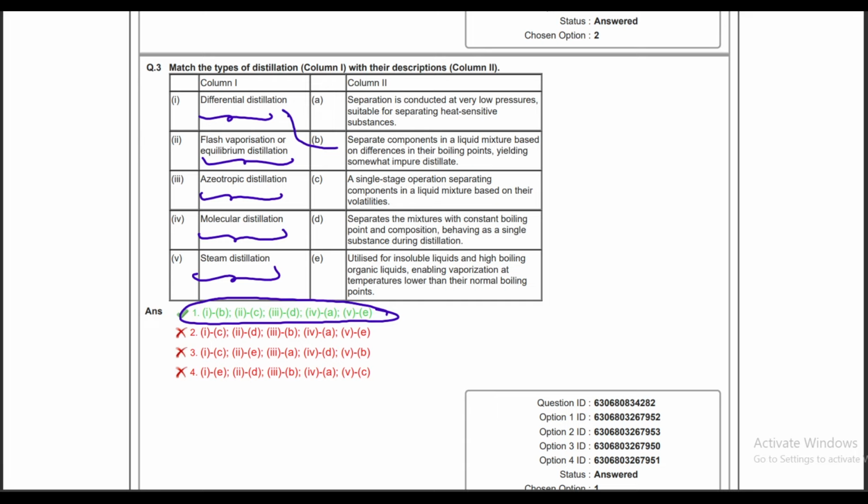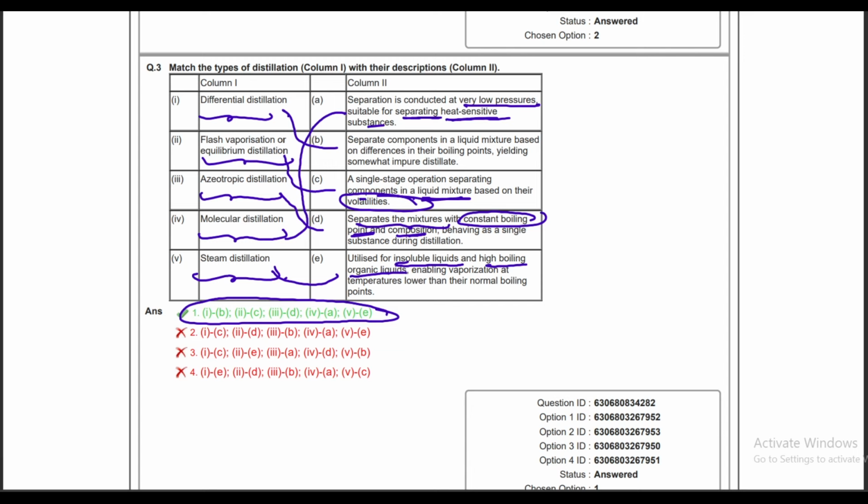And in the second case, flash vaporization. Flash vaporization is a single stage operation separating component in liquid mixture based on their volatilities. And azeotropic distillation is used to separate mixtures which have constant boiling point and composition. Clear? And molecular distillation is used at very low pressure and is suitable for separating heat sensitive substances. Steam distillation, that is our last option, and it is utilized for insoluble liquids and high boiling organic liquids. So A option is correct answer.